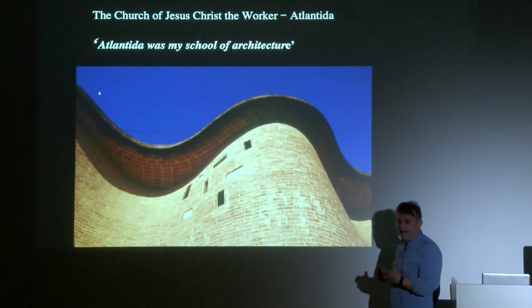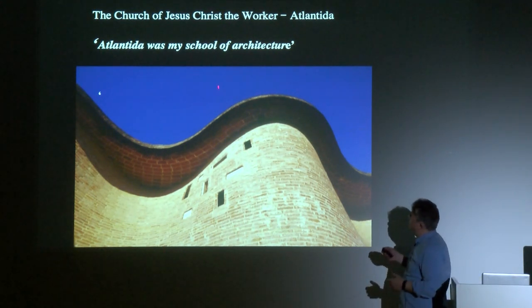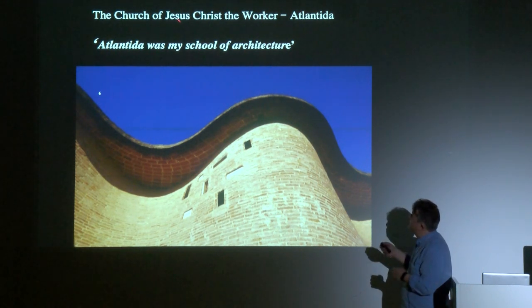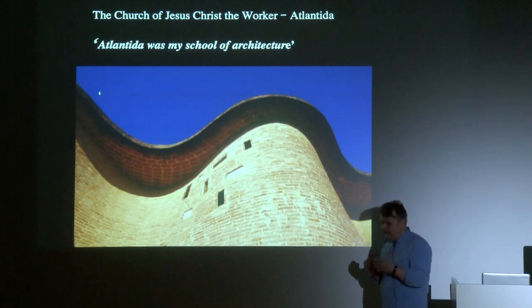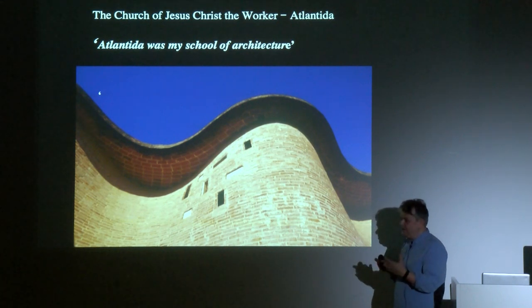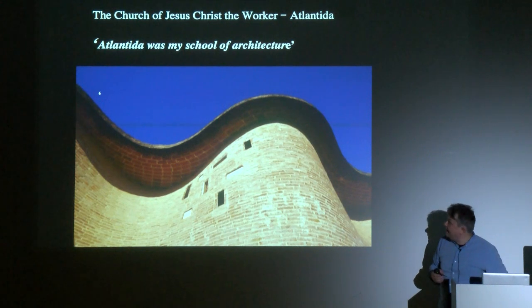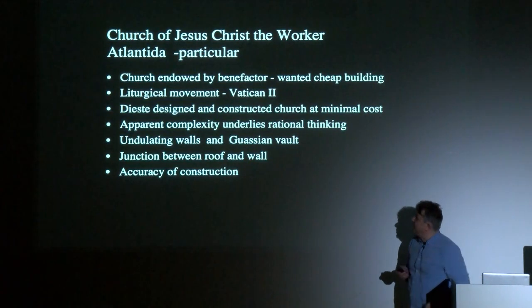Moving on to some of the particular types of projects, his most famous project by a long way is the Church of Jesus Christ the Worker in Atlantida. And he described this as his school of architecture. It's a remarkable small church with quite a history, and it's probably certainly the most well-known, and there's a lot of stuff on the internet about this, if you care to look for it.